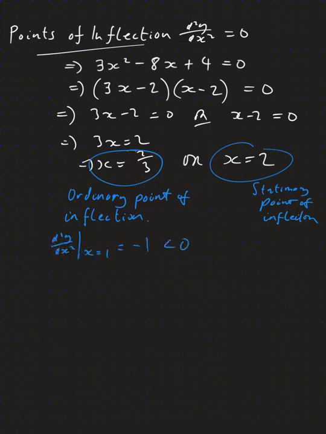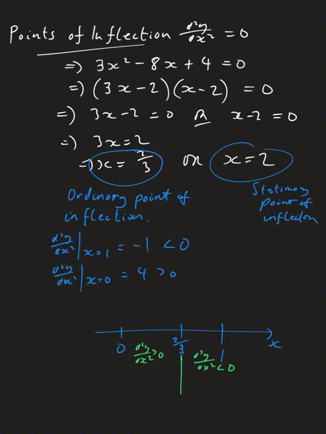So I'll check on the right side of it first, and I know from before that at x equal to 1 the second derivative is minus 1, which is less than 0. I also know that at x equal to 0 the second derivative is 4, which is positive. I had that as well from the previous part. So if I draw a little diagram, on the left side of x equals 2/3 I have positive second derivative. On the right side I have negative second derivative, and I know that the second derivative is equal to 0 right at the point of inflection. So because the second derivative is equal to 0 and changes sign, I know that that point at x equal to 2/3 is an ordinary point of inflection.